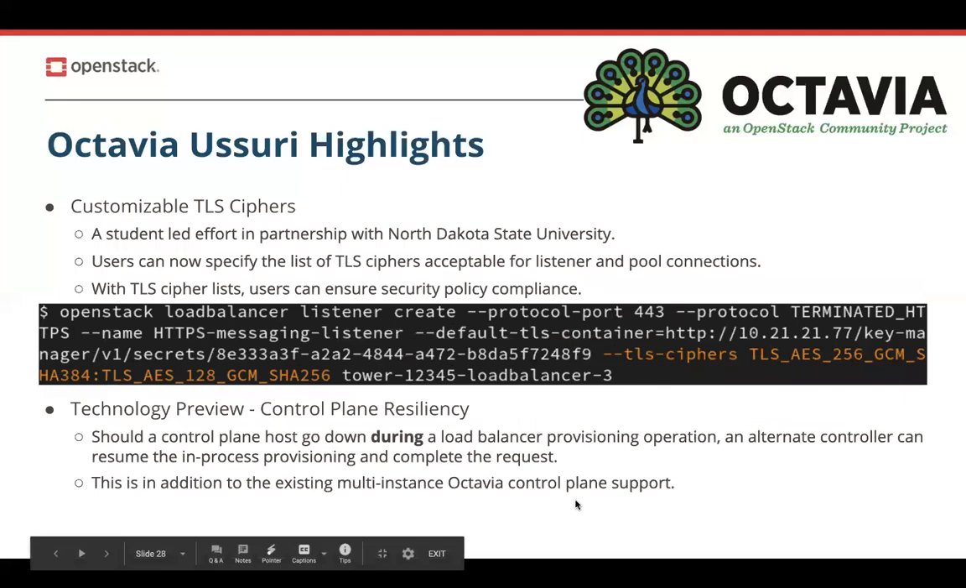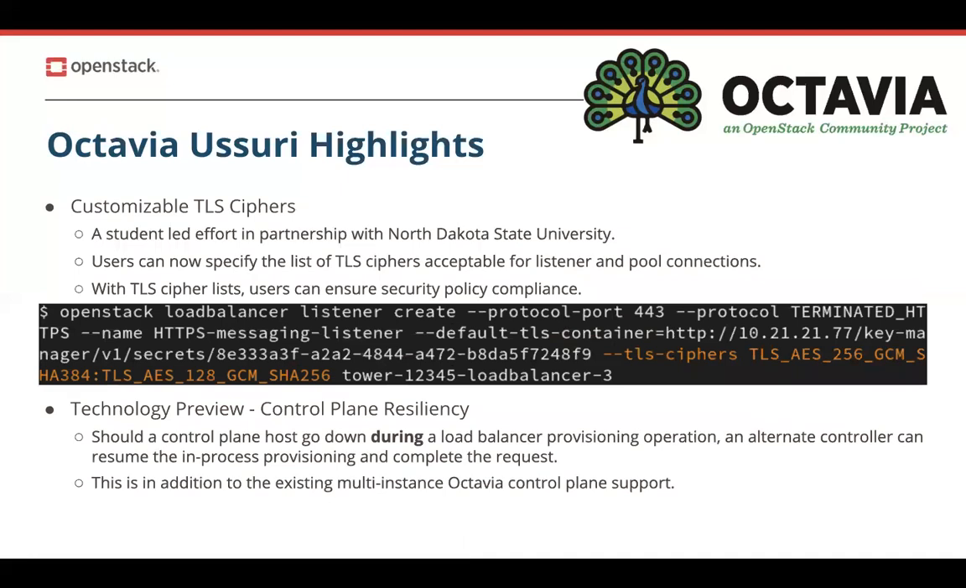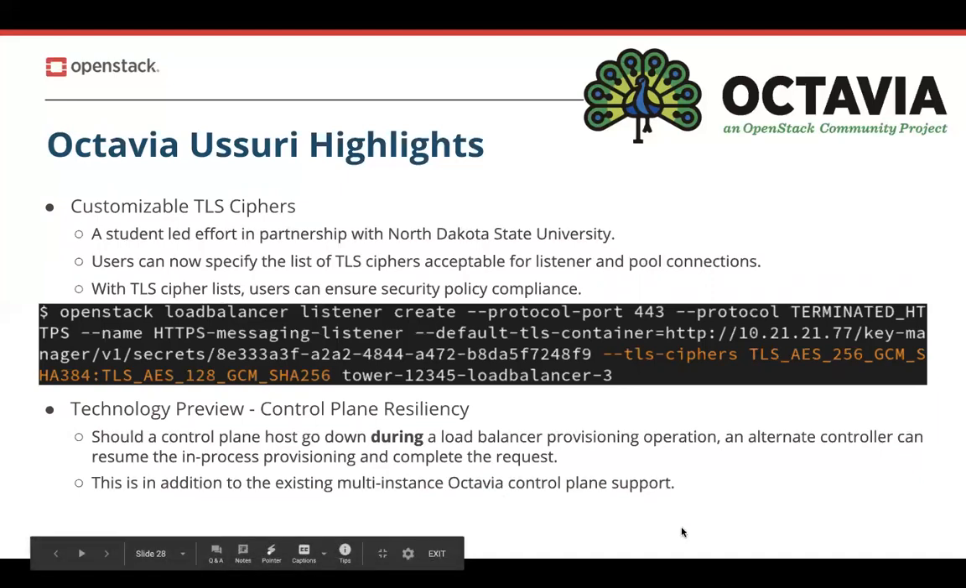Moving on. So speaking of those students, this was a partnership with North Dakota State University. We had four students for the semester, and they worked on adding some enhancements for TLS in Octavia. So now in the Ussuri release, you can specify the allowable cipher list for your listeners and for your back-end pool connections to your back-end members. So this allows you to tighten that security, say only certain TLS ciphers are valid for that connection. And if somebody attempts to use a, you know, maybe lower security cipher, that request will be denied. So this again is good for security compliance, any of those requirements you may have, and being able to enforce that at the load balancer level.